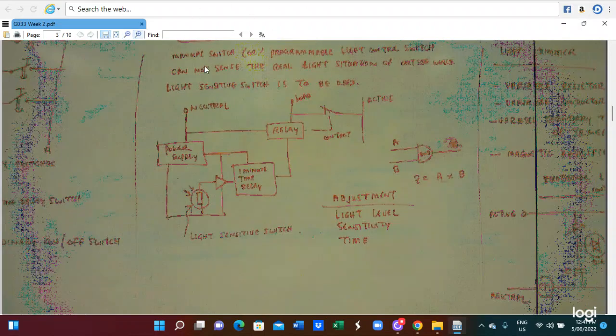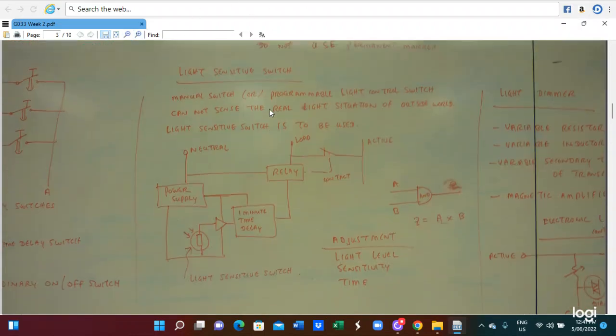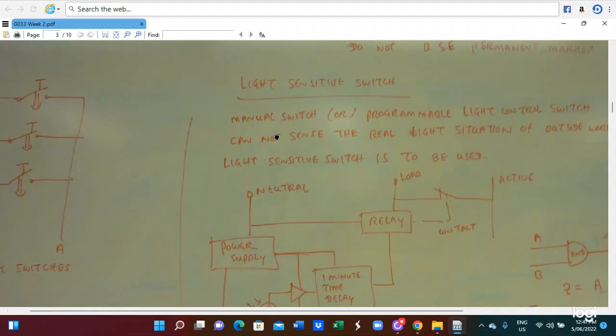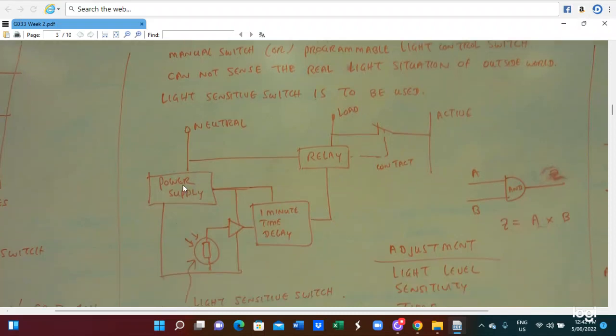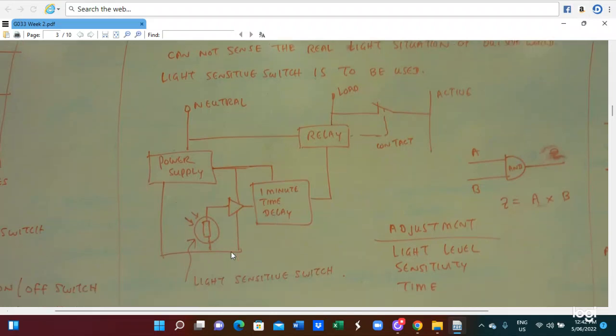In this diagram, there is the manual switch and the light sensitive switch. A manual switch cannot sense the real light situation outside, so a light sensitive switch is utilized. Here, with the power supply, the light sensitive switch operates a relay. This sensor senses the outside light. When the outside light is low, the switch operates the relay and the load is connected. This is the function. In this case, adjustment has to be made depending on the light level, sensitivity, and time.